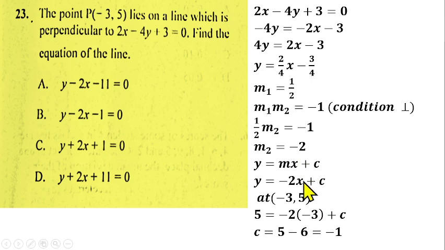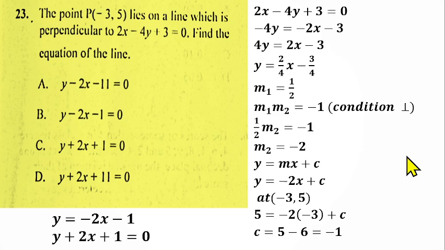If you return that here, you will be having y is equal to minus 2x minus 1. So take everything to the other side. You have y plus 2x plus 1 equals 0, which is the equation we are looking for. And that will give us option C for question number 23.